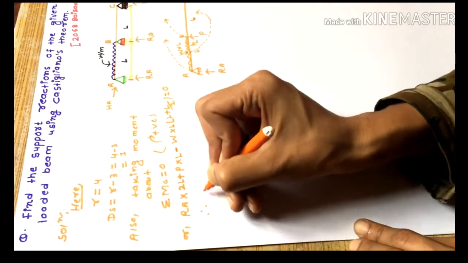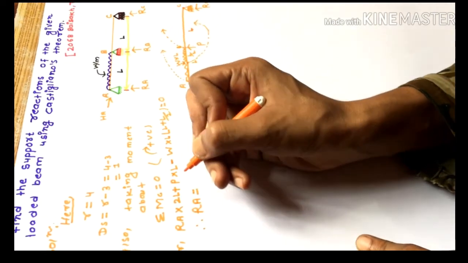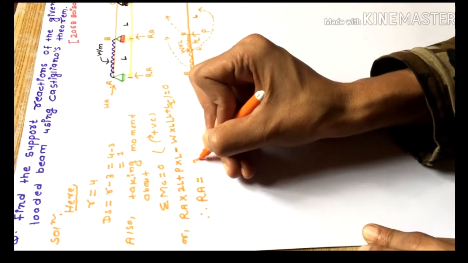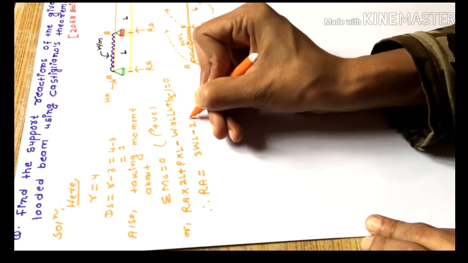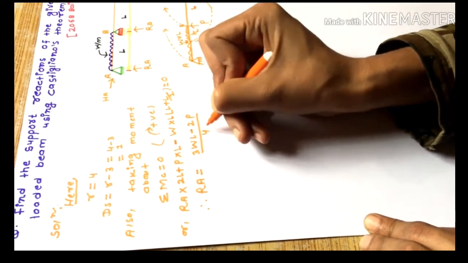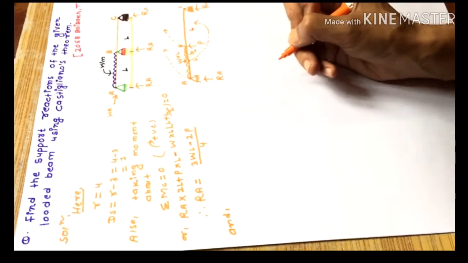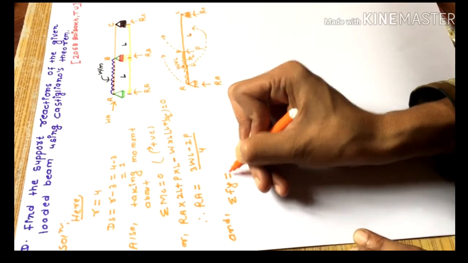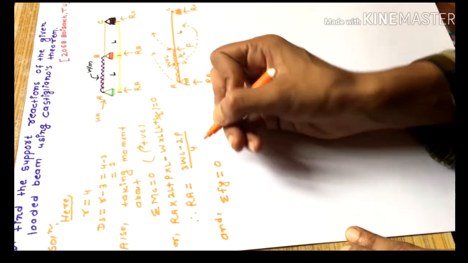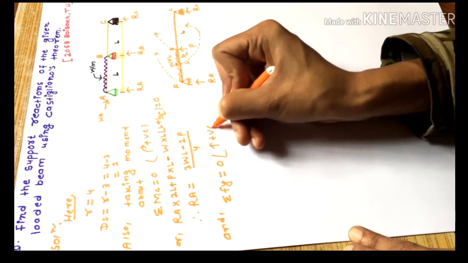So on calculating we get RA is equal to 3WL minus 2P divided by 4. Also we have the available equation of equilibrium, that is summation Fy is equal to 0. Let us take the upward direction as positive.